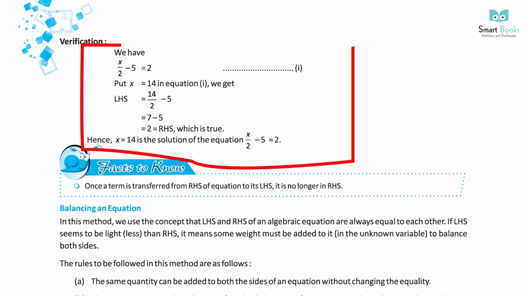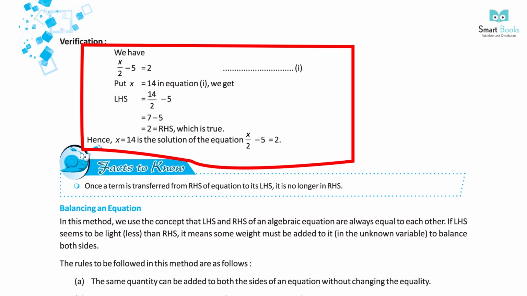Verification. We have x upon 2 minus 5 equals 2. First statement: putting x equals 14 in equation 1, we get left hand side equals 14 upon 2 minus 5 equals 7 minus 5 equals 2 equals right hand side, which is true. Hence, x equals 14 is the solution of the equation.